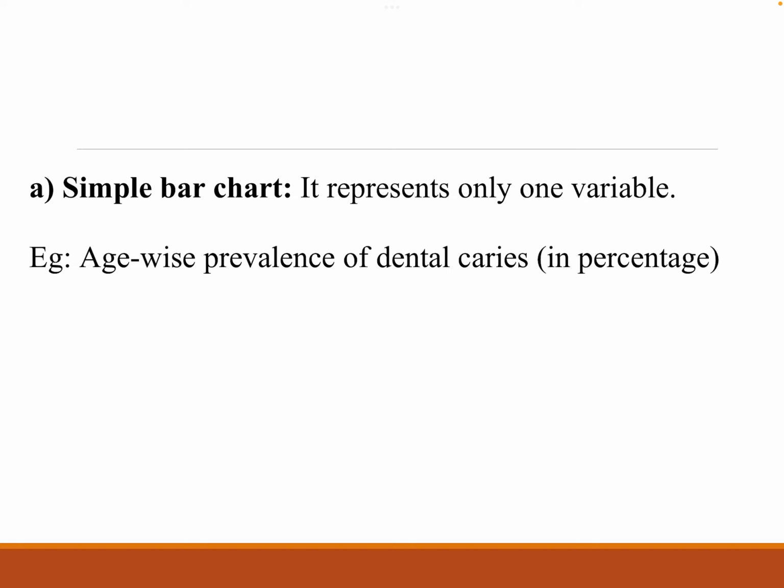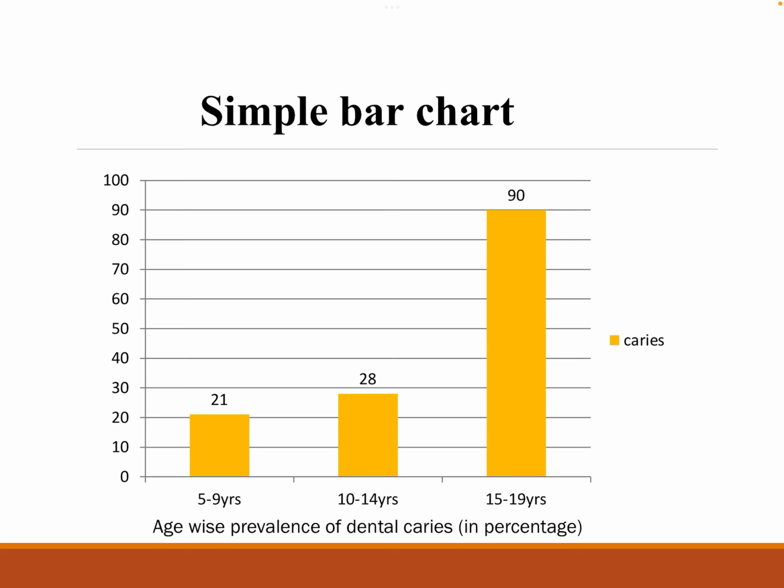The bar chart can be further divided into simple bar chart, multiple bar chart and proportional bar chart. In a simple bar chart, it represents only one variable. For example, the age-wise prevalence of dental caries in percentage. So this is an example of a simple bar chart.